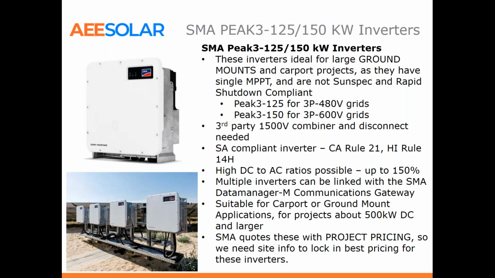These are SA compliant, so you can install them in California, Hawaii. Again, high DC to AC ratios are possible. The same Data Manager M communication gateway would be used if you have multiple inverters. And we're seeing these for carports or ground mount applications. Typically the break-even point we're seeing is when the DC size of the array gets to be about 500 kW or bigger. Otherwise, just use the SMA Core 1 for those smaller projects.